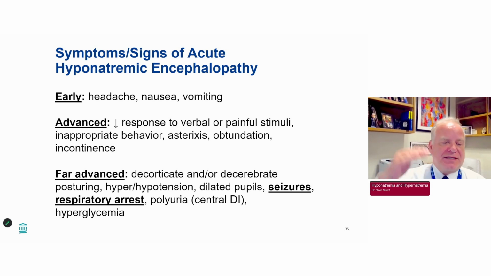Classically, you can develop these symptoms over time. Early on, headache, nausea, and vomiting are very prominent symptoms. Later on, they can get asterixis, obtundation, incontinence. You can get seizures, decorticate and decerebrate posturing. Afterwards, these patients can have a polyuria from a central DI or a type of diabetes with hyperglycemia. The problem, though, is people don't really have a nice orderly presentation. I've had patients come into the ED with exercise-associated hyponatremia and headache, nausea, and vomiting, and then seem stable and then suddenly have a seizure 2 or 3 hours later.